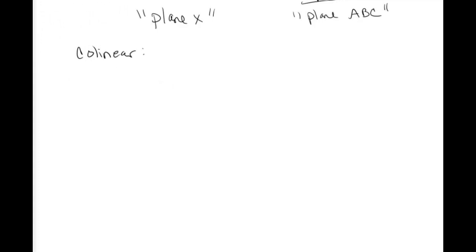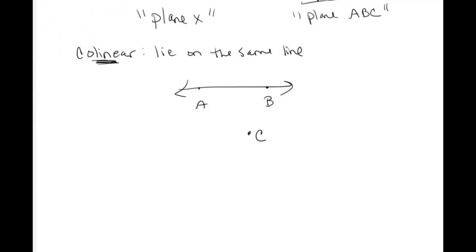Points that are collinear lie on the same line. So A and B are collinear, but A and C are not. Okay, so in order to be collinear, and you see the root word there, line, co means together, right? So they lie on the same line, they are collinear. If they do not lie on the same line, then they are not.